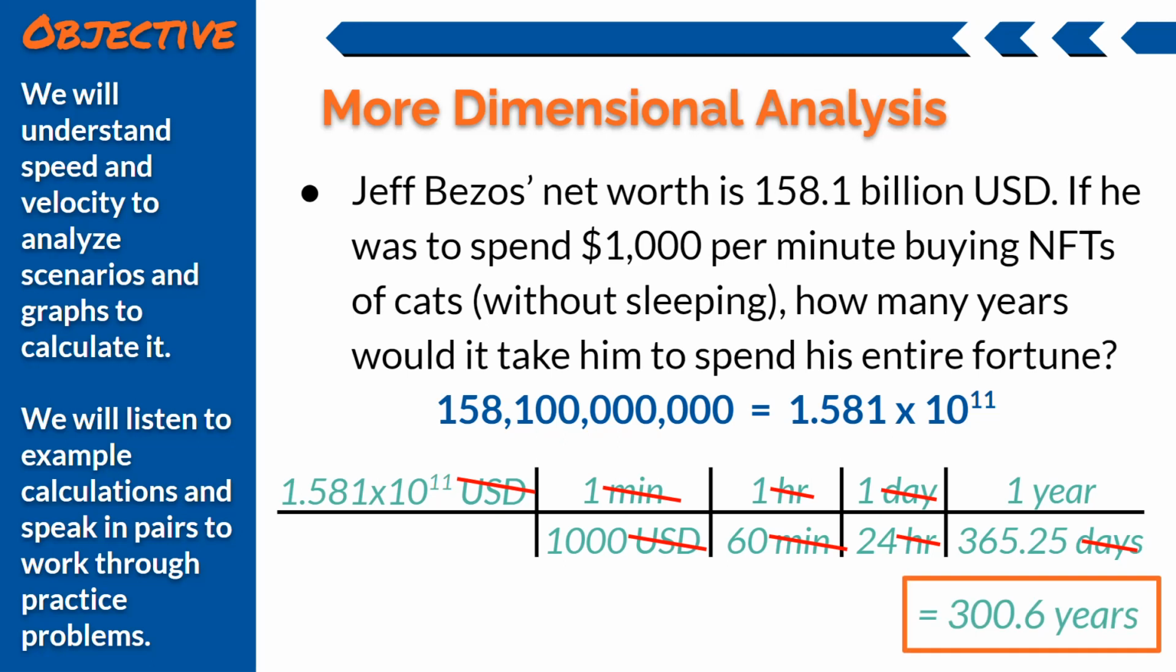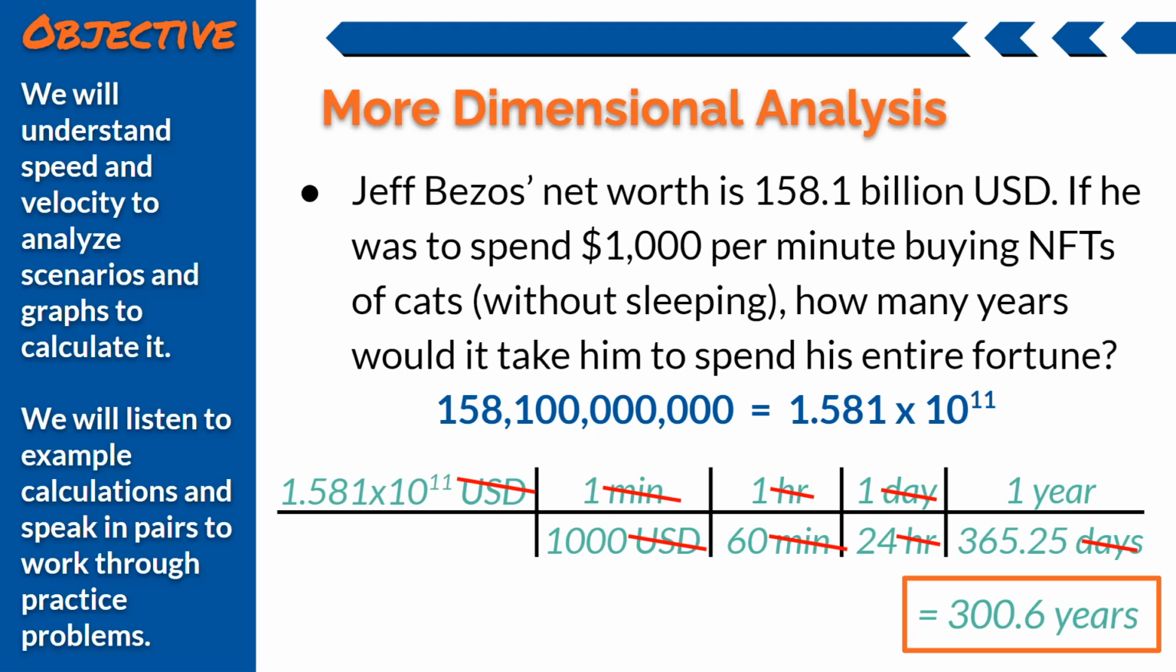300.6 years. So it would take Jeff Bezos over 300 years if he spent $1,000 a minute and didn't sleep to buy NFTs of cats. That's how long it would take him to spend all of his money. Pretty useless in terms of knowledge, but you never know. But you do need to know the process.